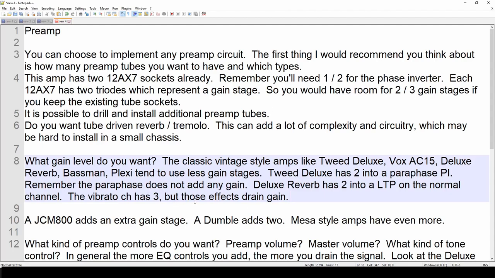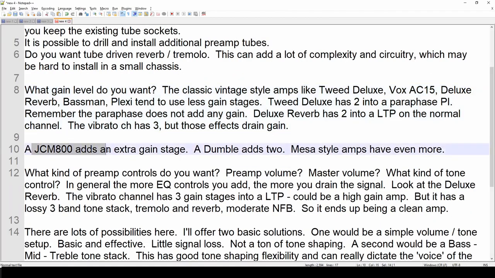You can also do three gain stages. So, for example, a JCM800 is going to add an extra stage. A Dumble is actually going to add two more stages. Some of these Mesa-style amps or Soldano or something like that can add three, four, five even. So the amount of gain that you want helps us dial into that range.